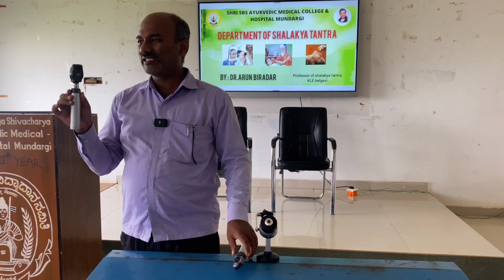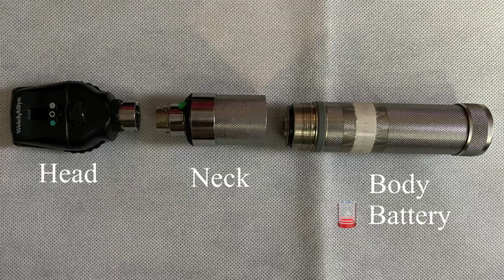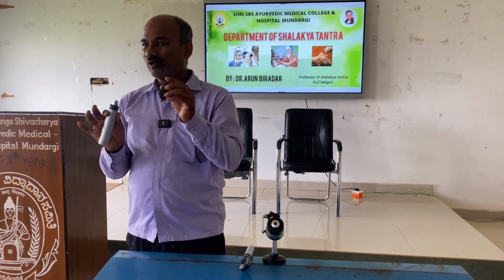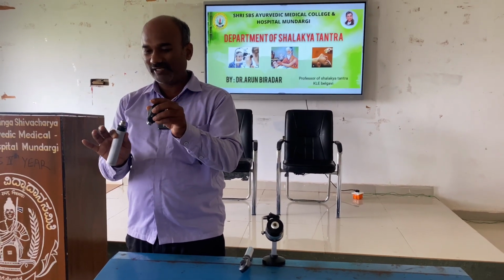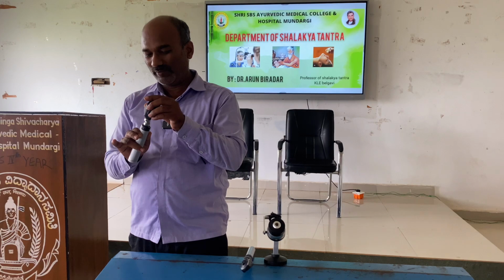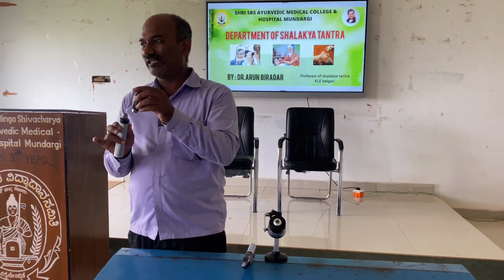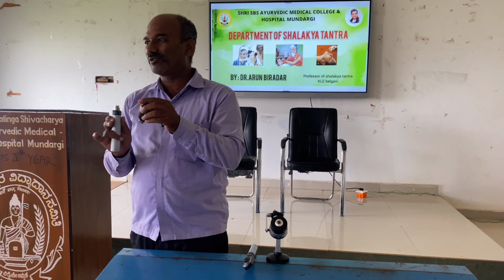This ophthalmoscope has three parts. One is the body, neck and the head portion, right. Head portion is detachable. Head portion is detachable from the neck. Do not practice this. Practice only how to handle the equipment. Why they have given this facility means we have different options.